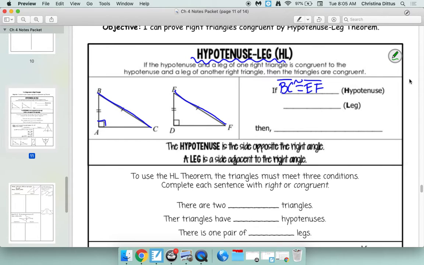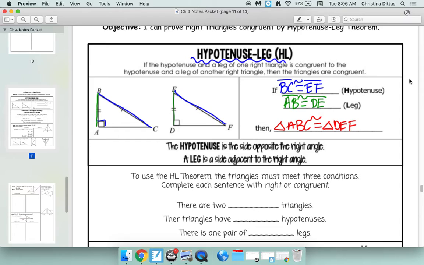A leg is anything that touches your right angle. In this case, we have AB and DE. You could also have your other one, but that's not what we have here. Again, you have to have that right angle in order for it to be a hypotenuse and a leg. And if you have those, then you can say your triangles are congruent. Triangle ABC is congruent to triangle DEF. So bad words are okay as long as you are a right triangle, but we don't write bad words, we write HL.